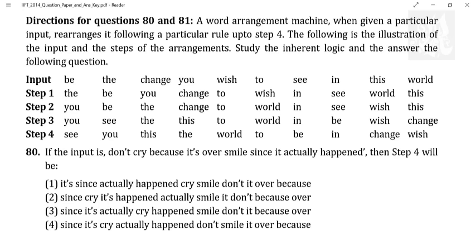Be the change you wish to see in this world. Step one says: the be you change to wish in this world see. See in this world. What is the interchange? First two are interchange, second two are interchange, third two interchange, fourth two interchange. Then? First and third. That's it?